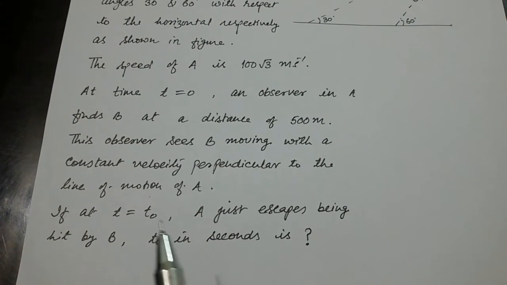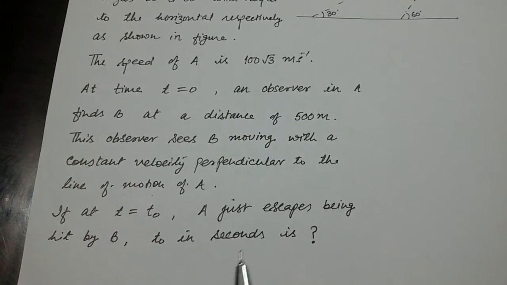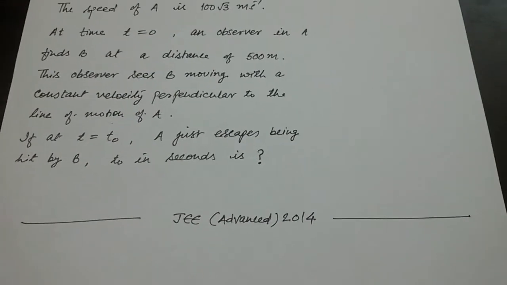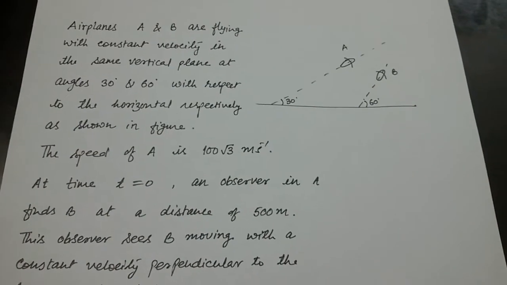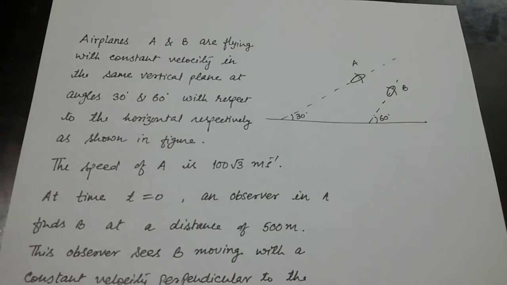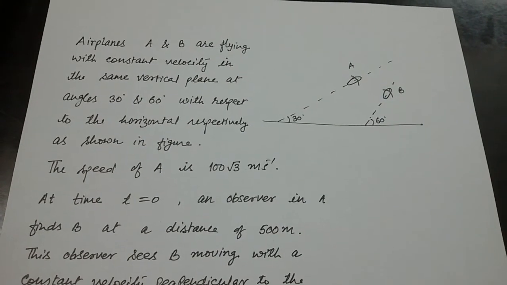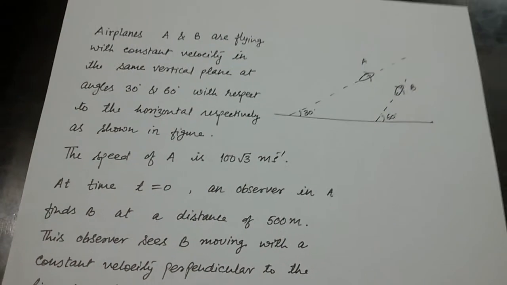At t equal to t naught, A just escapes being hit by B. T naught in seconds is? It was in the integer type section. So, dear students, this situation is absolutely the same as we have already understood. Let us try to see. In the previous video, we have understood this situation.